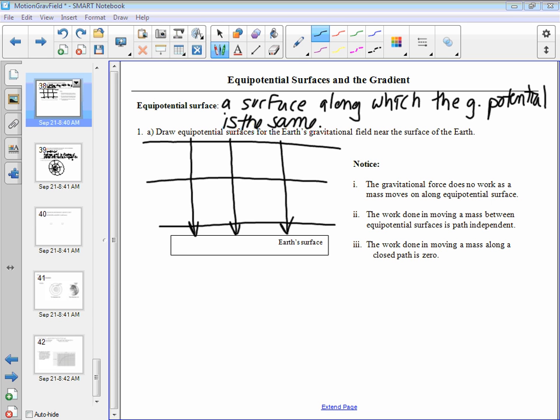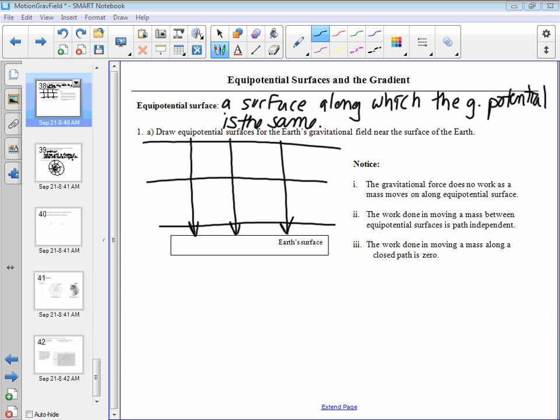But an equipotential surface is one along which the gravitational potential is the same. This is just like we talked about equipotential surfaces in electricity with voltage. So what that means is that no matter which point you chose along this line, if you brought a mass in from infinity, it would require the same amount of energy per mass to bring it to that point.